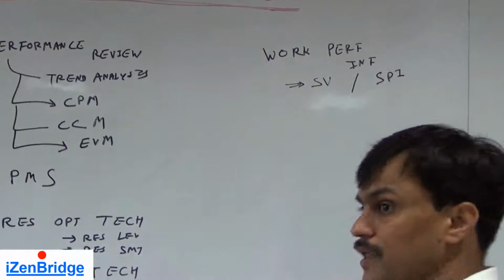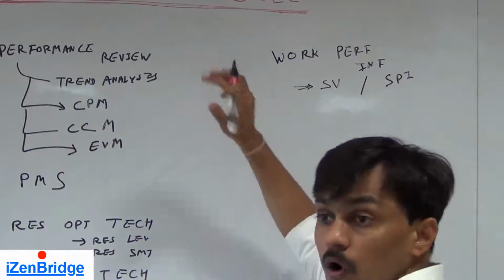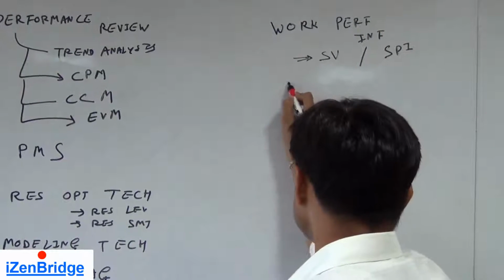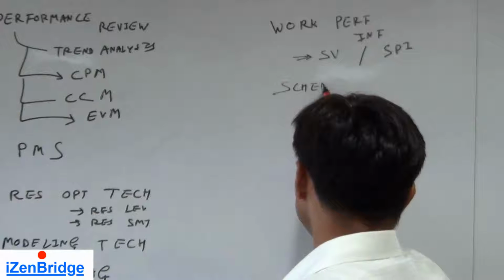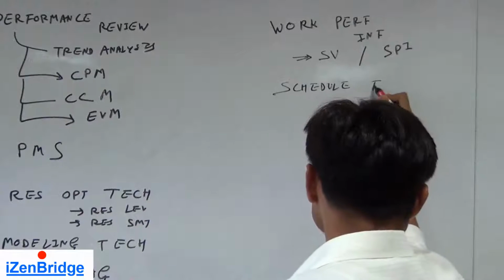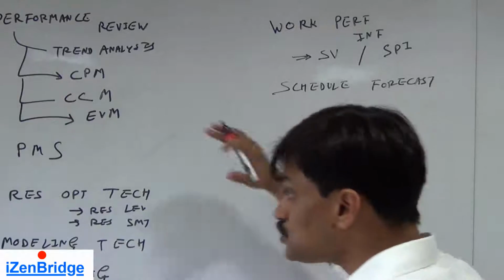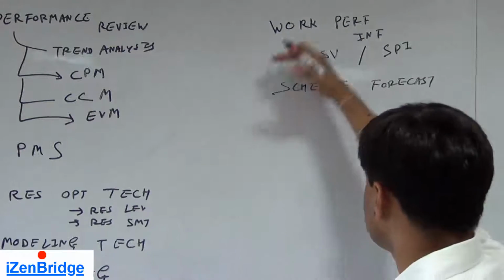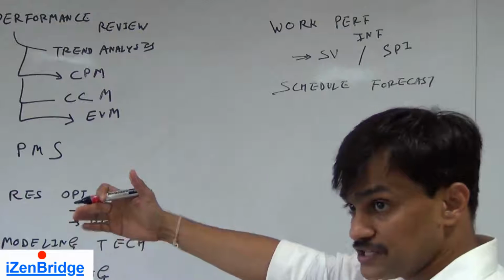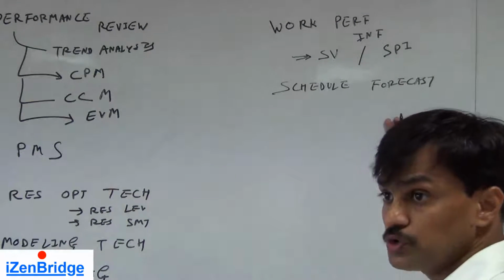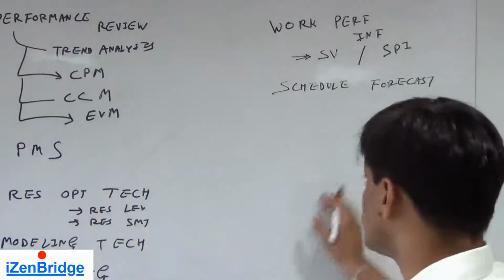The control schedule also gives us forecasting for the schedule, so it provides us a schedule forecast. Based on the trend, based on the work performance data, we project how we expect our schedule to perform in the near-term future.